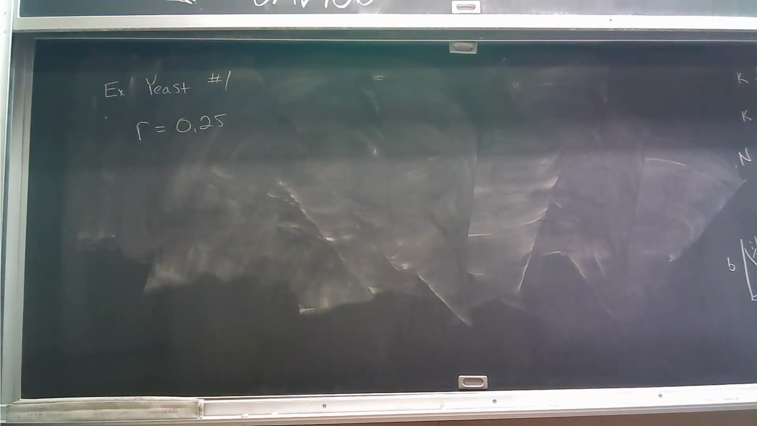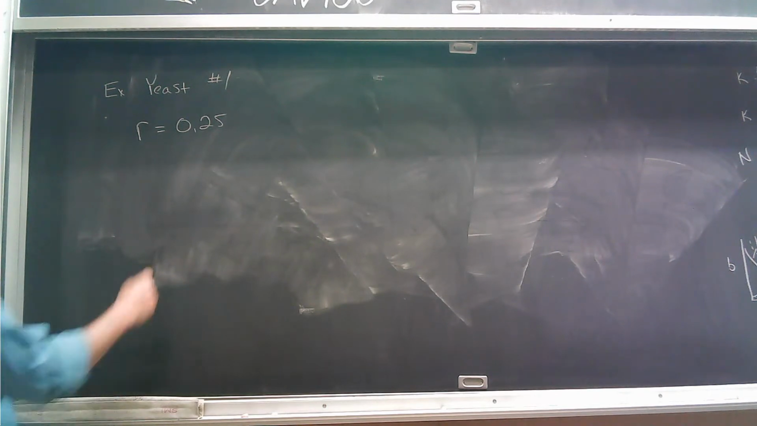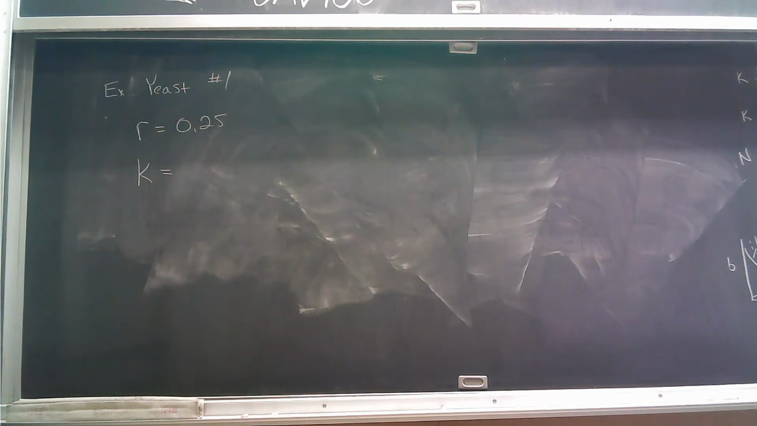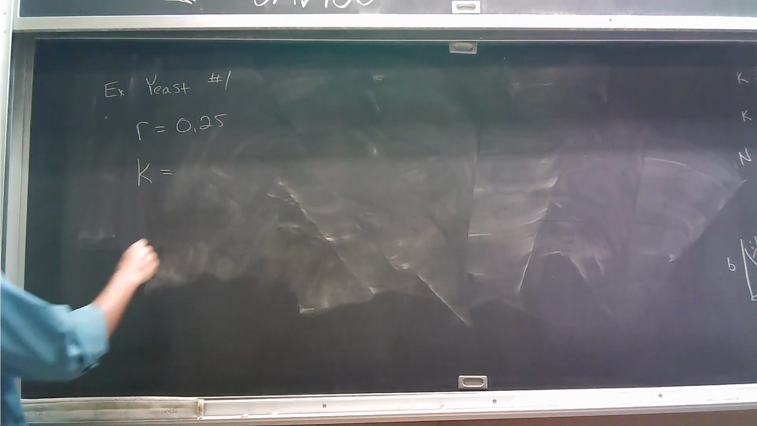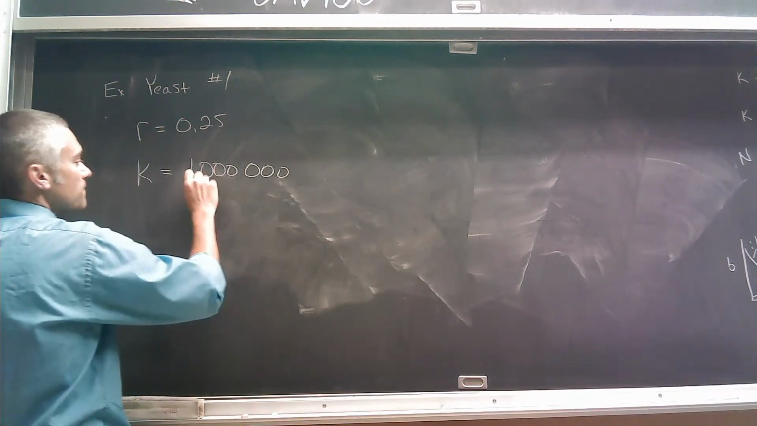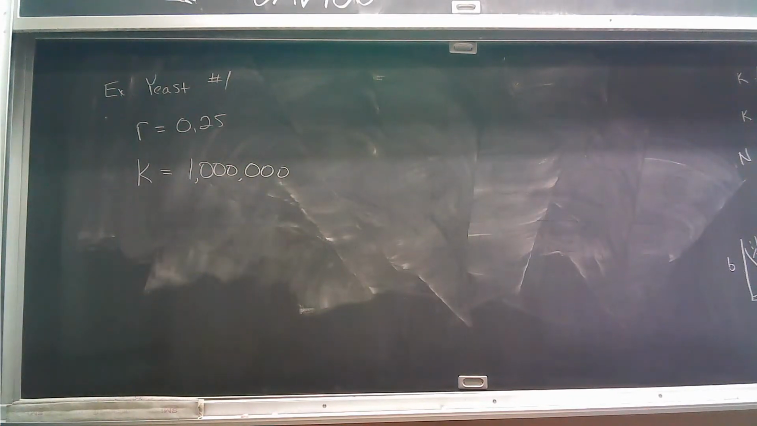A vial can hold 1 million yeast cells. Well, the vial is our resources. We're limited in such a way that that vial can only support 1 million yeast cells. So that's our carrying capacity, 1 million yeast cells. That right there kind of gets us towards that logistic growth rate equation.